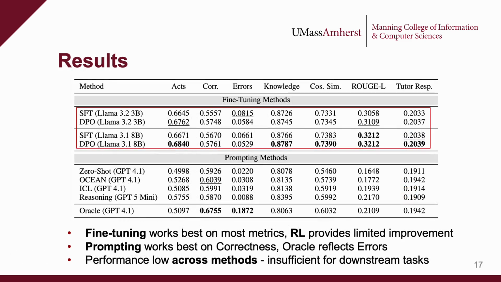Our results show that fine-tuning works much better than prompting across most metrics, with 8B working slightly better than 3B and DPO working better than SFT. However, DPO's gains are modest, indicating that more advanced RL techniques are likely needed to get higher gains.